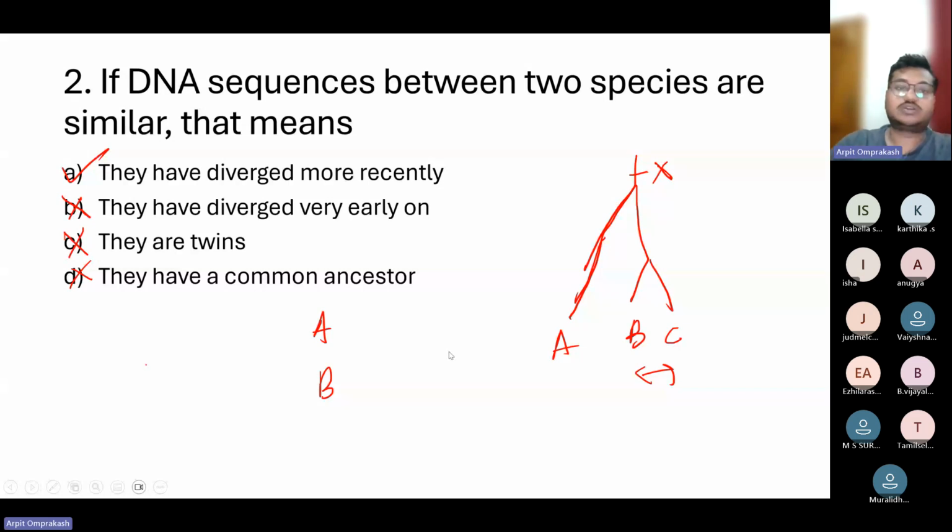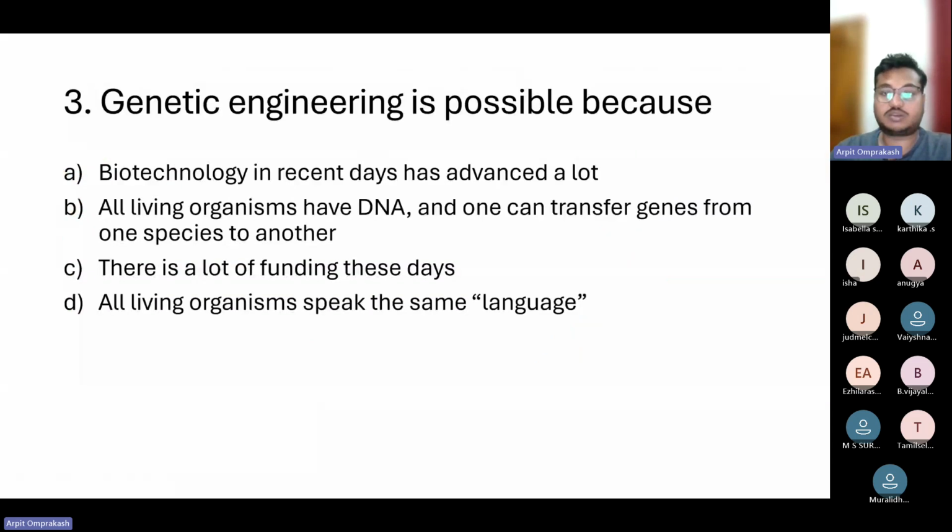Okay. So the third question is: genetic engineering is possible because A, biotechnology in recent days has advanced a lot. B, all living organisms have DNA and one can transfer genes from one species to another. C, there's a lot of funding these days. And D, all living organisms speak the same language. Does anyone want to answer this?